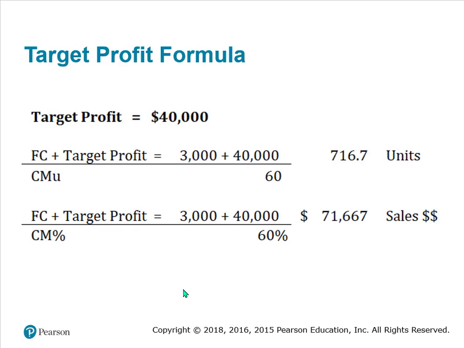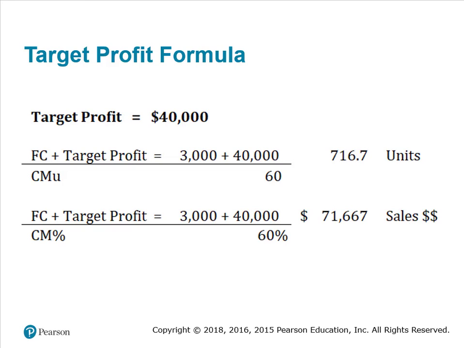And here's the chart that I like. So fixed cost plus target divided by your contribution margin per unit. In this case we've got a target profit of 40,000. And if we divide it by the contribution margin ratio, then that would give us sales dollars, right?